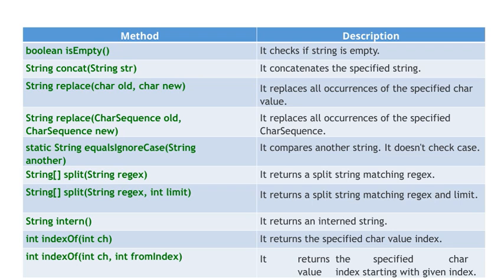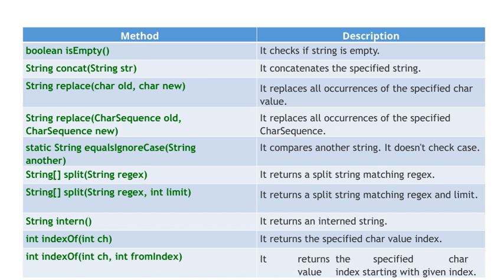First, isEmpty is a simple but useful method. It checks whether a string is empty, meaning it has no characters at all. This is particularly helpful when you want to verify user input or ensure data integrity. Next, we have concat. Think of this as adding one string to the end of another. It's a way to combine strings dynamically.